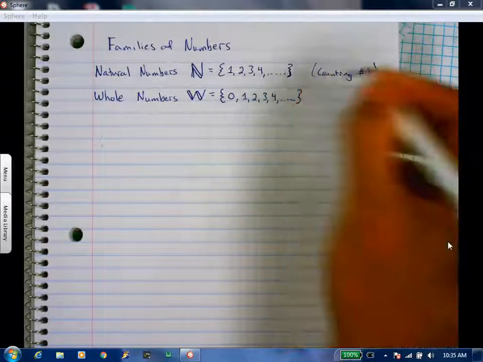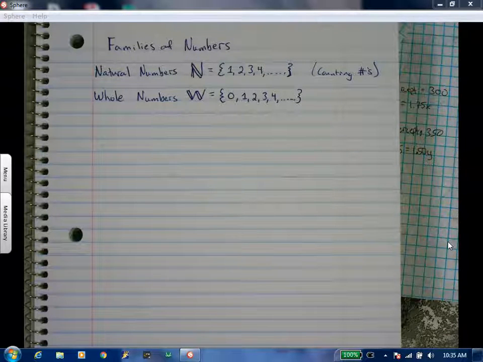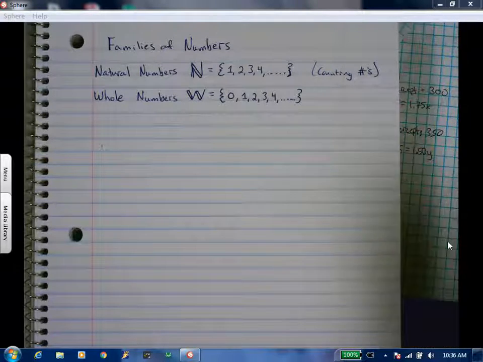So, my question to you. Are there more natural numbers than whole numbers? Are there more whole numbers than natural numbers? How do you know? How many natural numbers are there? How many whole numbers are there? Infinity. So are there more whole numbers than natural numbers? If you're going to compare two sets, you have to be able to count the two sets. So can we count the number of natural numbers? No. Craziness.